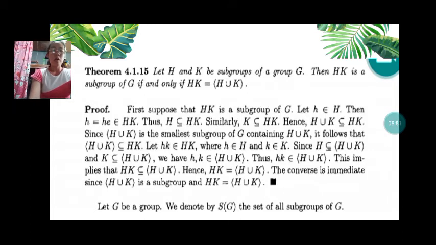Let hk be an element of big HK, where small h is an element of big H and small k is an element of big K. Since H is a subset of the subgroup generated by H union K and K is a subset of the subgroup generated by H union K, we have h and k are elements of the subgroup generated by H union K. Thus, hk is an element of the subgroup generated by H union K. This implies that HK is a subset of the subgroup generated by H union K. Hence, HK is equal to the subgroup generated by H union K. The converse is immediate since the subgroup generated by H union K is a subgroup and HK is equal to the subgroup generated by H union K.